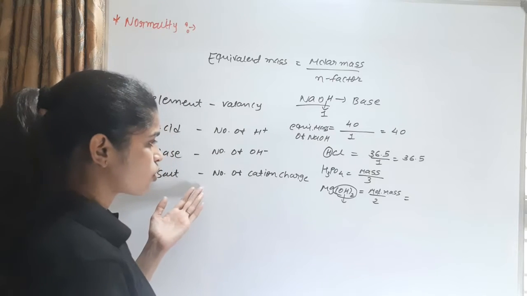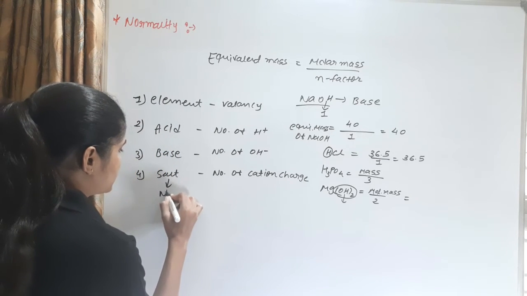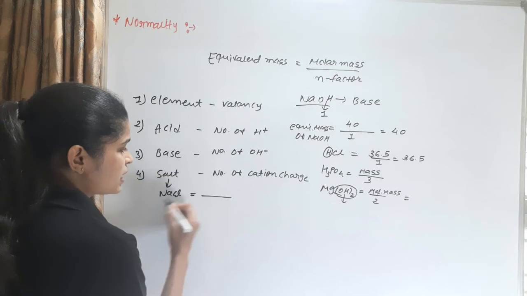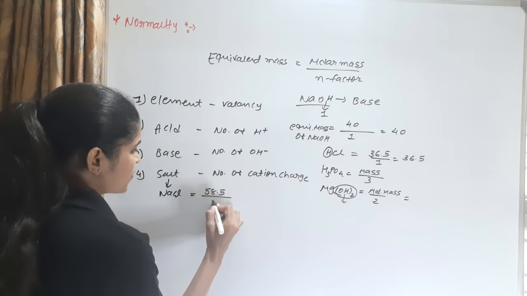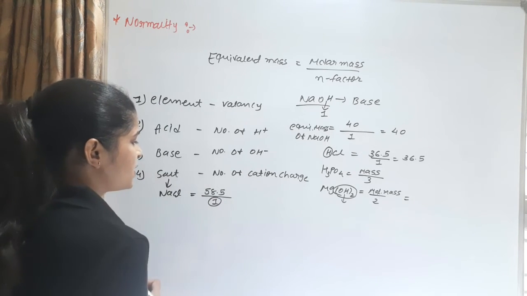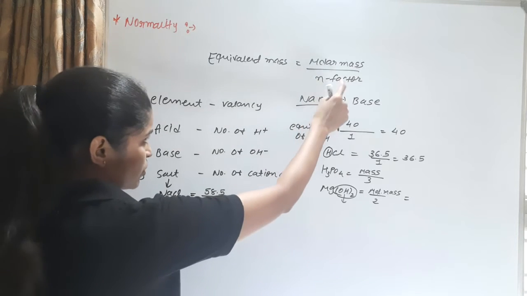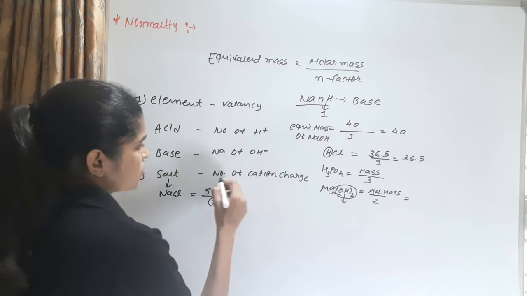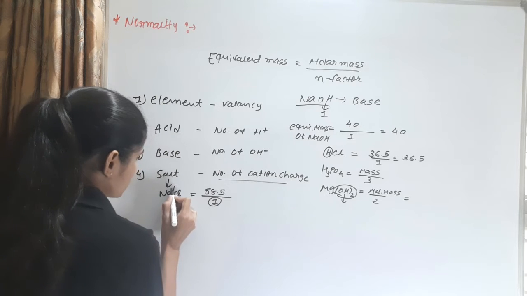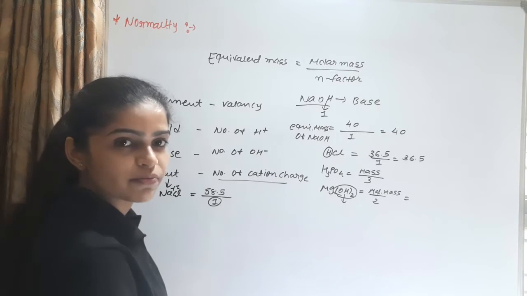Then consider a salt. For example, the salt is NaCl. So NaCl molecular mass 58.5 divided by 1. Why divided by 1? Because the n factor is 1. The number of cation charge is plus 1. So it's divided by 1.